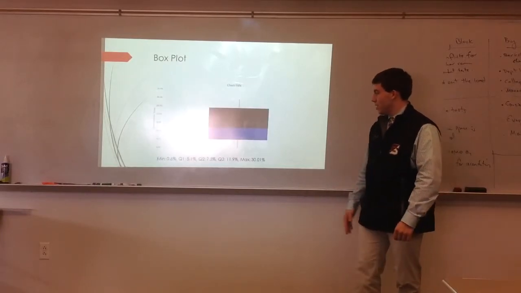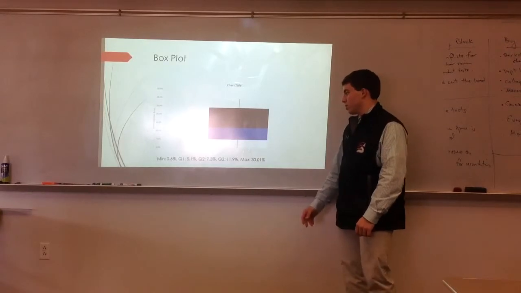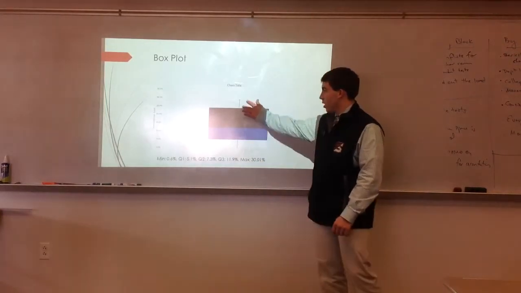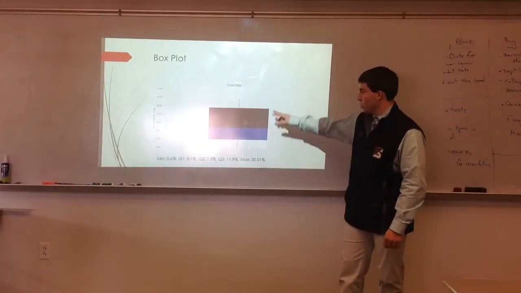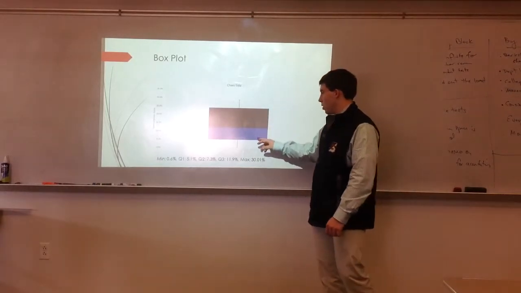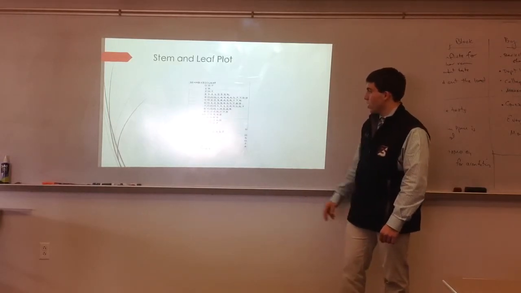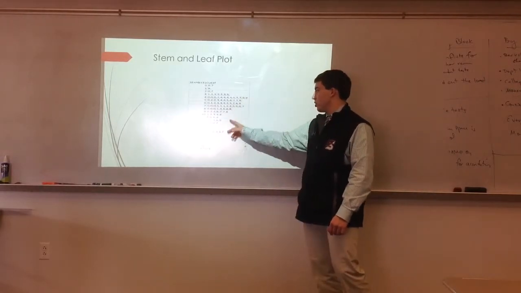And here's my box plot. There's the minimum, which was 0.6, so that's pretty much on 0%. And the maximum, 30.02, which was around 30. Here's the median, quartile 1, quartile 3. And here's my stem and leaf plot. As you can see, it's right skewed.